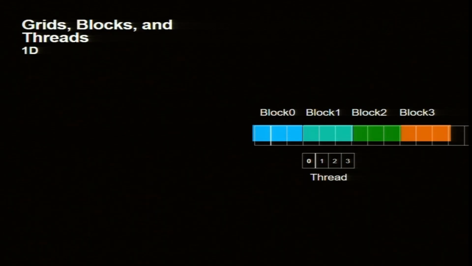So, we need to understand grids, blocks and threads. I did tell you in the earlier lecture that threads are put together in a block. You can tie them up and make a block of threads, and then a lot of blocks together make a grid. That is how they are organized.